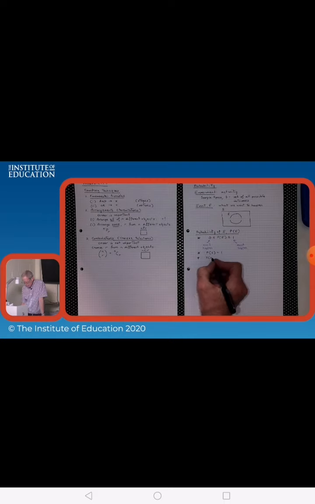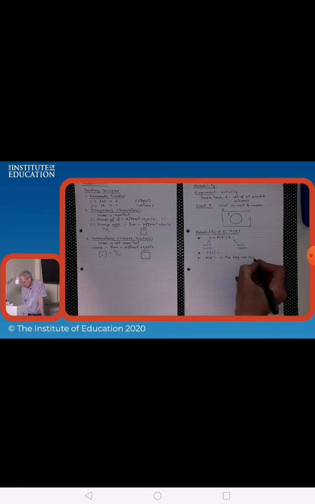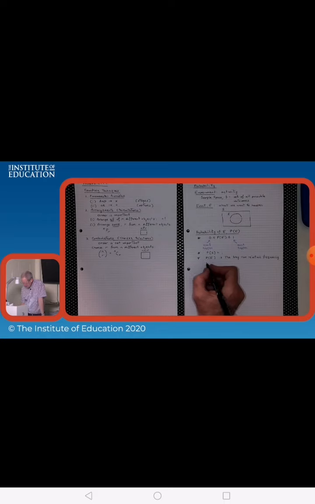Now the next thing is an attempt at a kind of definition of the probability of the event E. The probability of the event E is the long run relative frequency of E. Now, that's all very well theoretically, but it's not very practical. I'll explain it now. Long run relative frequency of E.